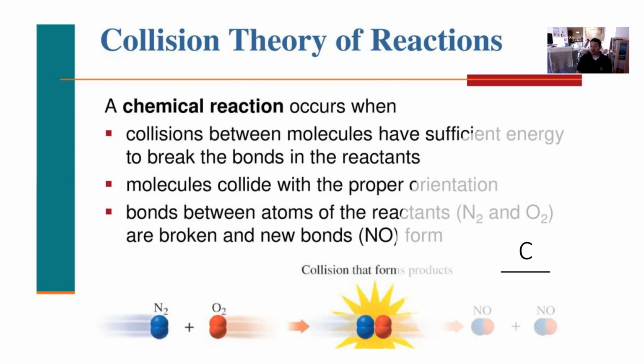All right. And the molecules, they're also going to have to collide with the proper orientation. Right. So it's possible that two molecules can hit, but if they're not lined up properly, they'll bounce off. All right. And if they don't hit with sufficient energy, they will again just bounce off. All right. So we have this example here. We have N2 and O2. They collide with the proper orientation. They have the sufficient amount of energy, and we get two NO molecules that separate from that collision.